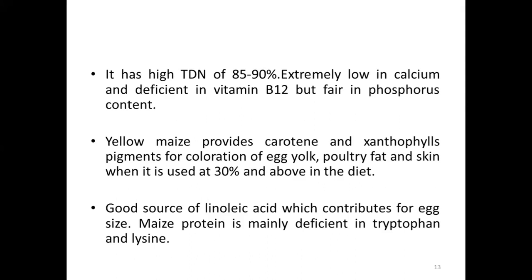Yellow maize provides carotene and xanthophylls, pigments for coloration of egg, poultry fat, and skin when it is used at 30% or above in the diet. Then the color of the maize and the xanthophyll will be helpful for the color of egg yolk and poultry fat and skin. It is also a good source of linoleic acid, which contributes to egg size. And maize protein is mainly deficient in tryptophan and lysine.